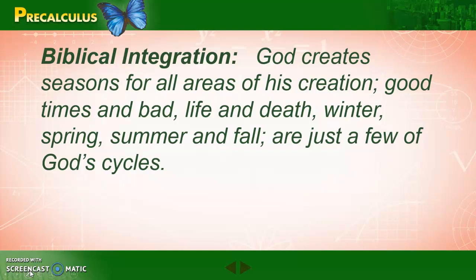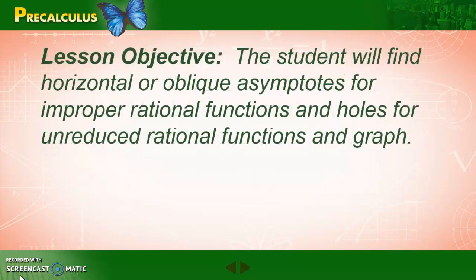Our biblical integration for our unit is this. God creates seasons for all areas of his creation, good times and bad, life and death, winter, spring, summer, and fall. These are just a few of God's cycles. And we see these cycles all throughout creation, which helps us to make predictions about what's going to happen in creation. And as such, it helps us to take care of creation. That includes the animals, the plants, and all the people who live in God's creation. And we use functions to help us make those predictions about these cycles.